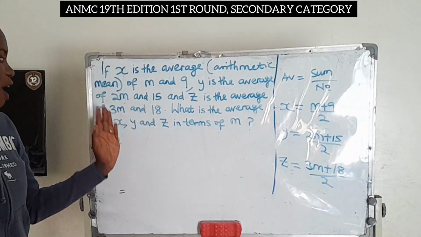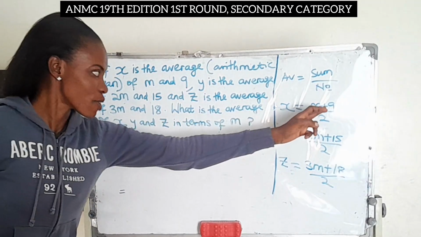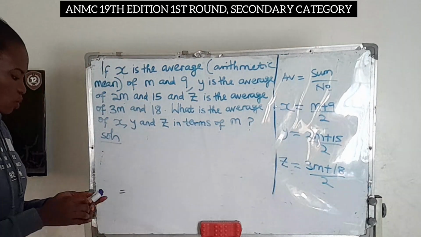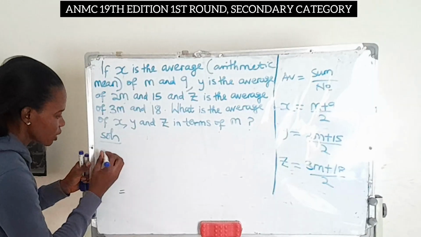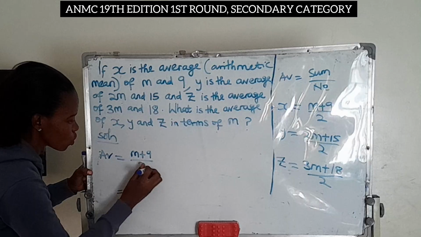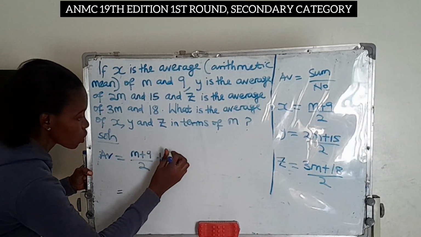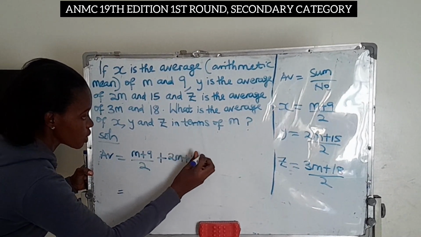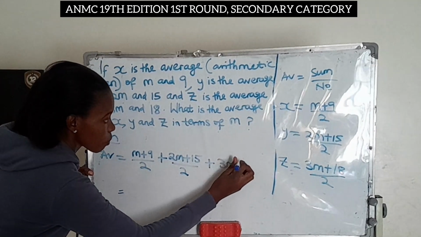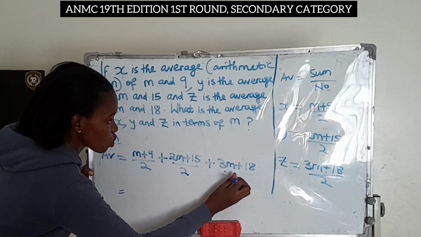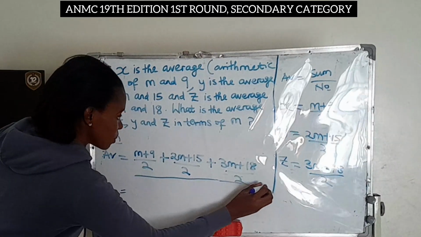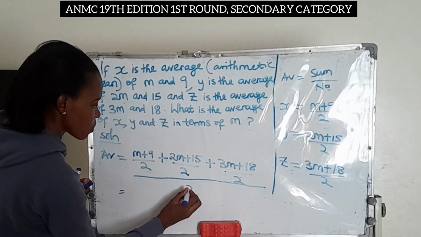So now for us to find the average of x, y, z, we do the average of these three. That is, we add these and divide by 3, 1, 2, 3. So that's what we're going to do now. I have the average as m plus 9 over 2 plus 2m plus 15 over 2 plus 3m plus 18 over 2, then divided by 3, because there are 3 terms, 1, 2, 3.